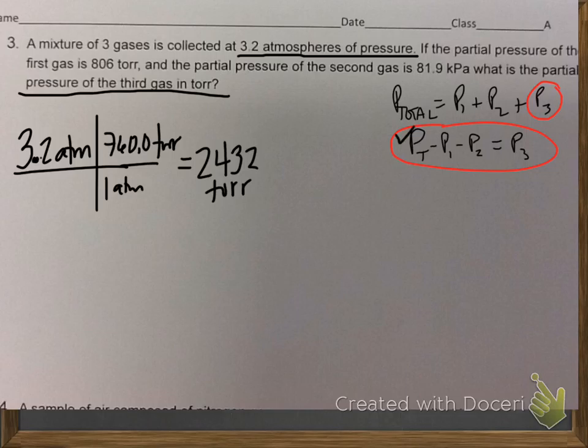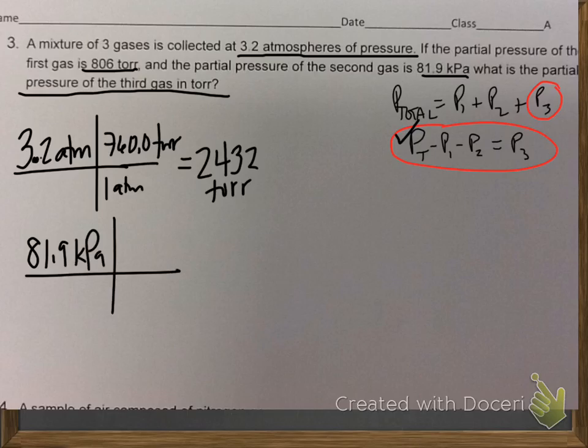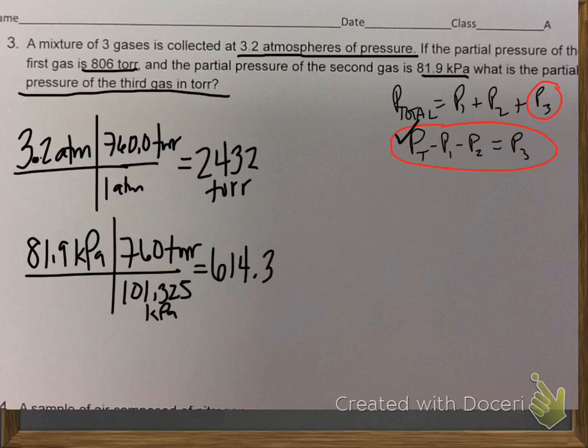Okay, so we have to convert the total pressure. We got that one. The first gas is already given to us in torr. We don't have to convert that. And the second gas is given to us in kilopascals. So we need to convert that. So we have 81.9 kilopascals, where 101.325 kilopascals is 760 torr. So that gives us 614.3000518 on and on torr. And again, don't round that until you're completely at the end. So use that entire number when you're doing your subtraction.